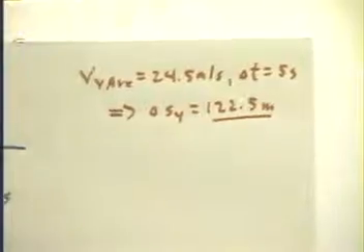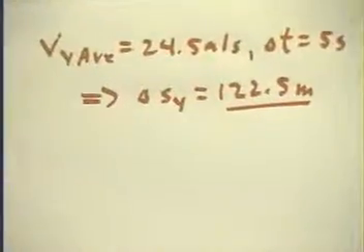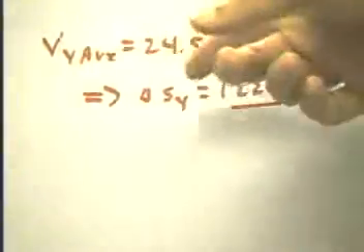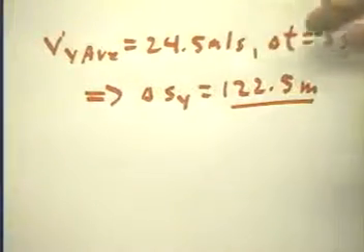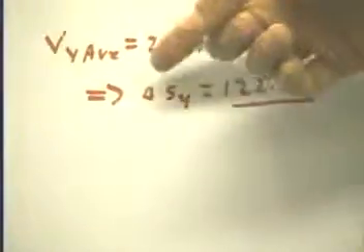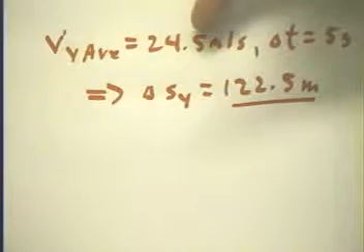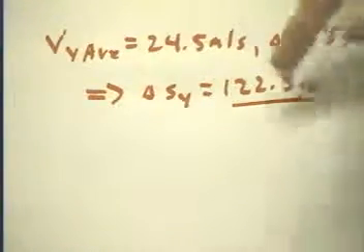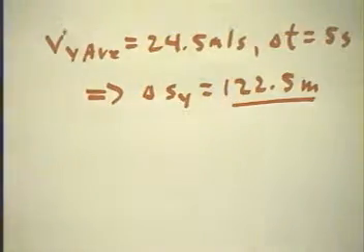And we can come up here and see that our y average velocity of 24.5 meters per second and delta t of 5 seconds implies a displacement, well, 24.5 meters every second, 5 seconds. It's going to give us 122.5 meters. Again, we shouldn't need an equation to figure that out.